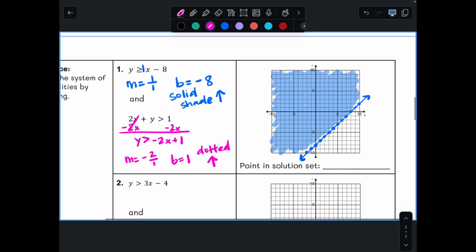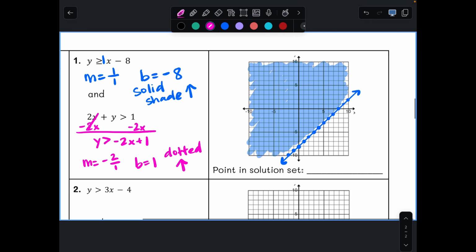So on the same graph, plot b on the y-axis, and we'll be going down 2, to the right 1, all the way across the graph. This is a dotted line, so I'm just going to leave it like that with my dots since they're so close together. And I will be shading above this line, which is here.